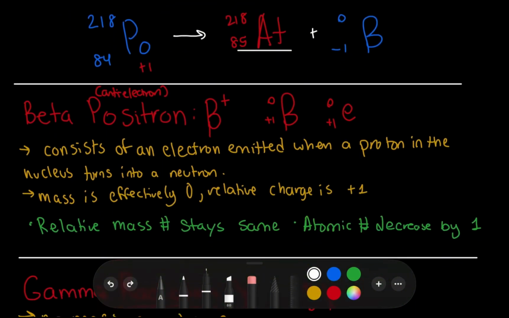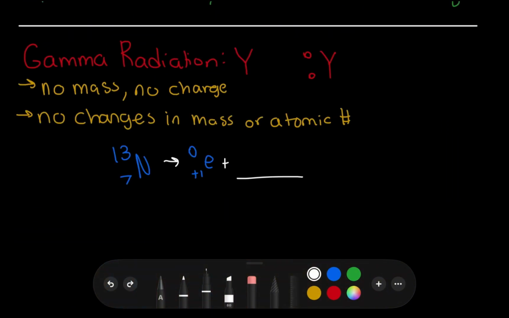So a beta positron consists of an electron emitted when a proton in the nucleus turns into a neutron. So the mass is effectively 0 and the relative charge is +1. So the relative mass number stays the same, but the atomic number is going to decrease by 1. And lastly, we have gamma radiation, which is represented by the letter gamma. So gamma radiation has no mass and no charge, so there are no changes in the mass or atomic number.